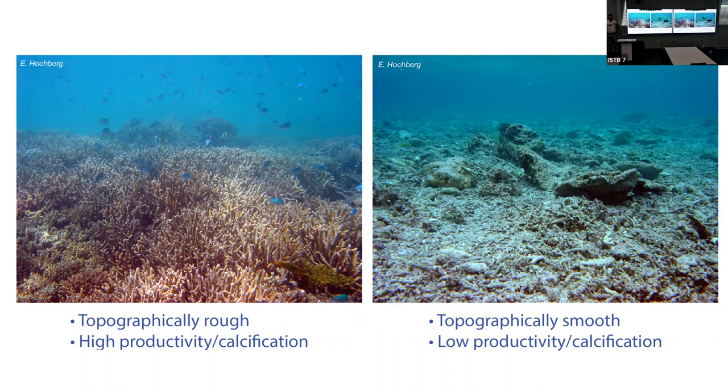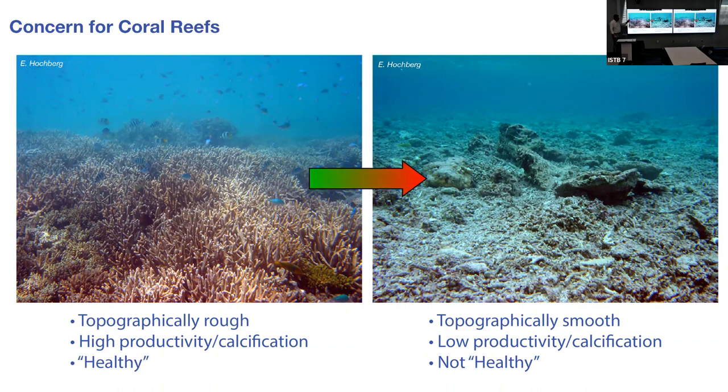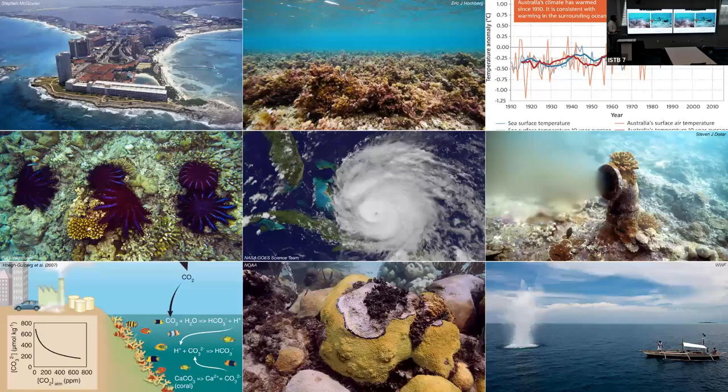And of course, in the late 90s, with a global coral bleaching event, people started really, really worrying about this being healthy and this being not healthy. Because this is a lot of coral, this is all dead coral. And the concern, of course, was and is to this day, these communities turning into these communities. This is the conservation issue, right? And of course I put healthy in quotes because I don't really know what a healthy reef is, but that's a philosophical debate we can have.